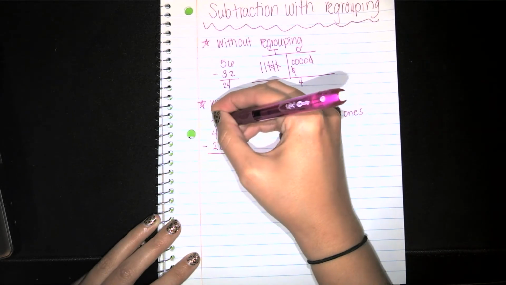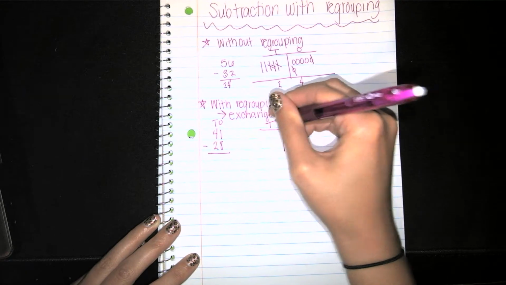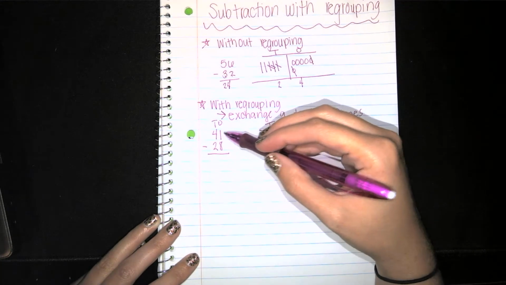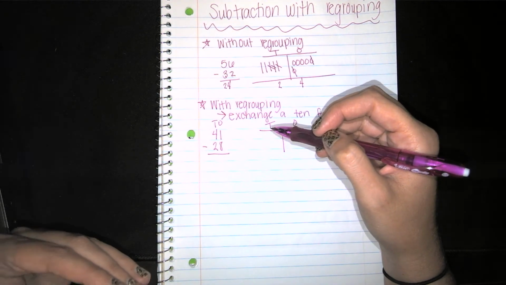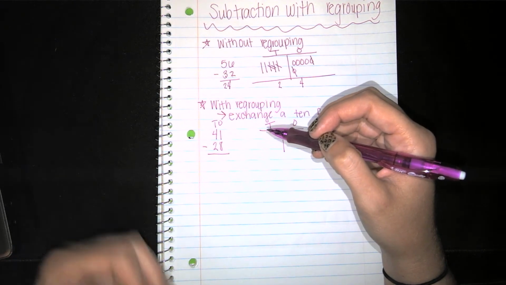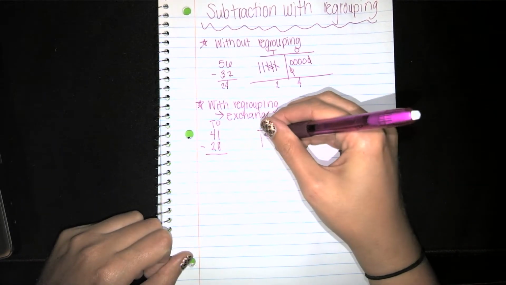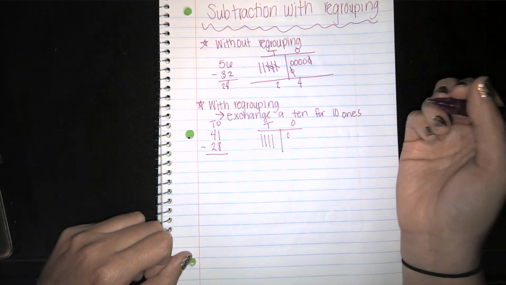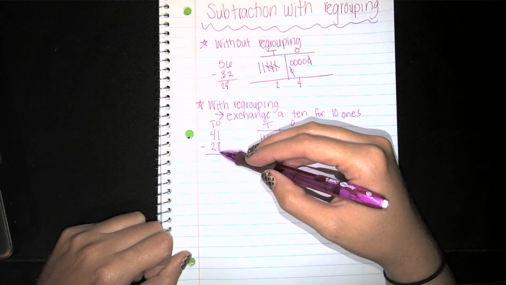Looking at my tens and my ones, I'm going to draw a tens and ones chart. And just like I did before, I'm just going to draw my larger number because when I subtract, I want that number to get smaller, so I'm going to be taking away instead of drawing both to get larger. So I'm going to draw the 4 tens from 41 and the 1 one from 41. Now I'm going to look at 28 and I'm going to take away my ones.